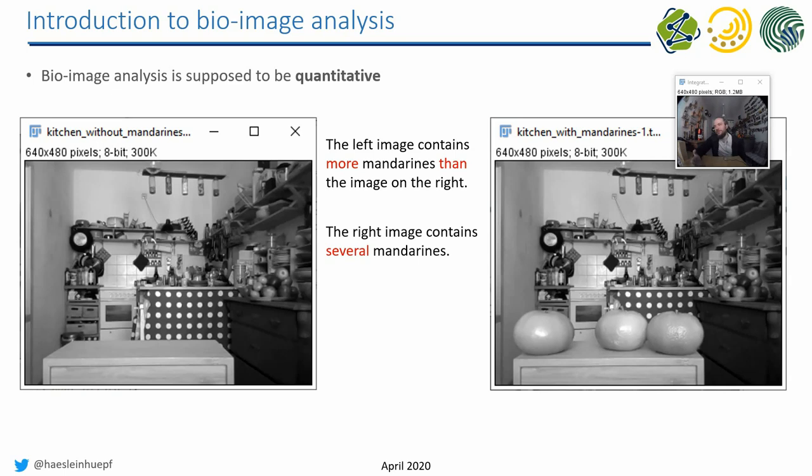So we could do it like this, but actually we want to have quantitative measurements. So mandarin count on the left, 0, on the right, 3. So getting actual numbers out of images, and not rough estimations or judgments of a human. The idea is really to get numbers, quantitative measurements out of images.